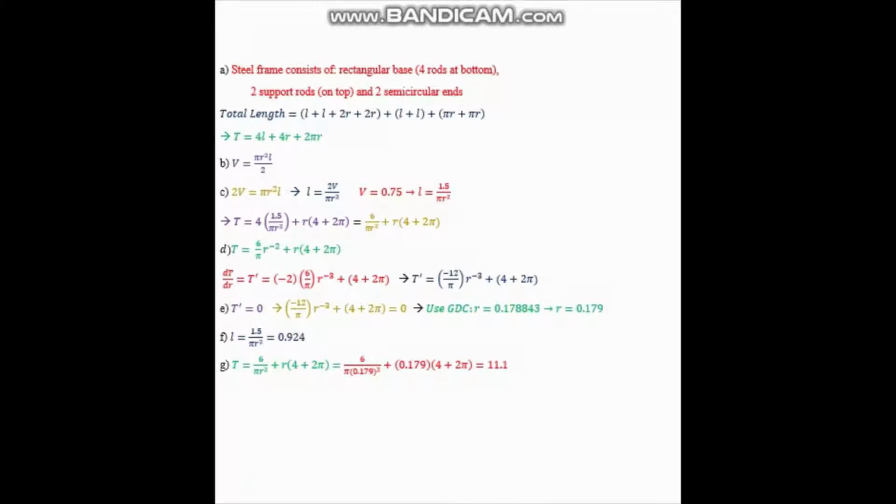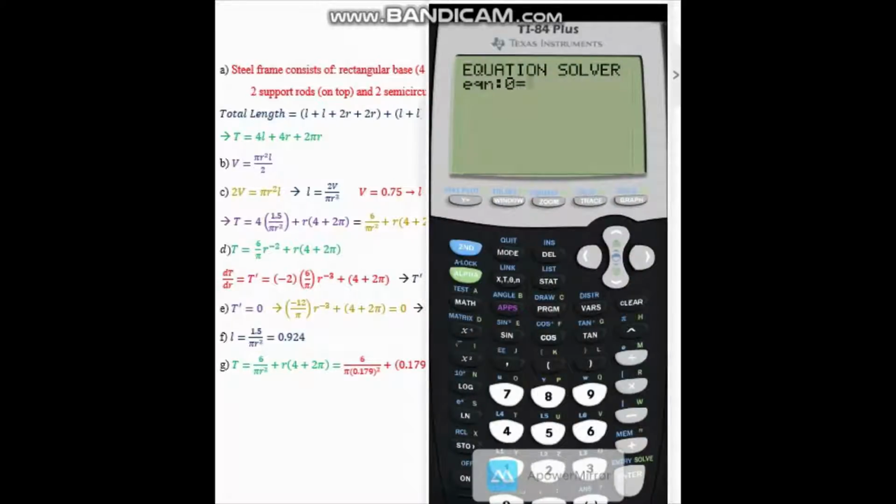So there is my expression for T dash. I'm going to set that to 0 and I'm going to show you how to use the equation solver on your GDC to solve this equation. So in order to obtain this screen, I'm just going to press on math and I'm going to scroll up to the bottommost function, which is solver. I'm going to get this screen right there, and what I'm going to do next is type in this equation in gold and attempt to solve it.